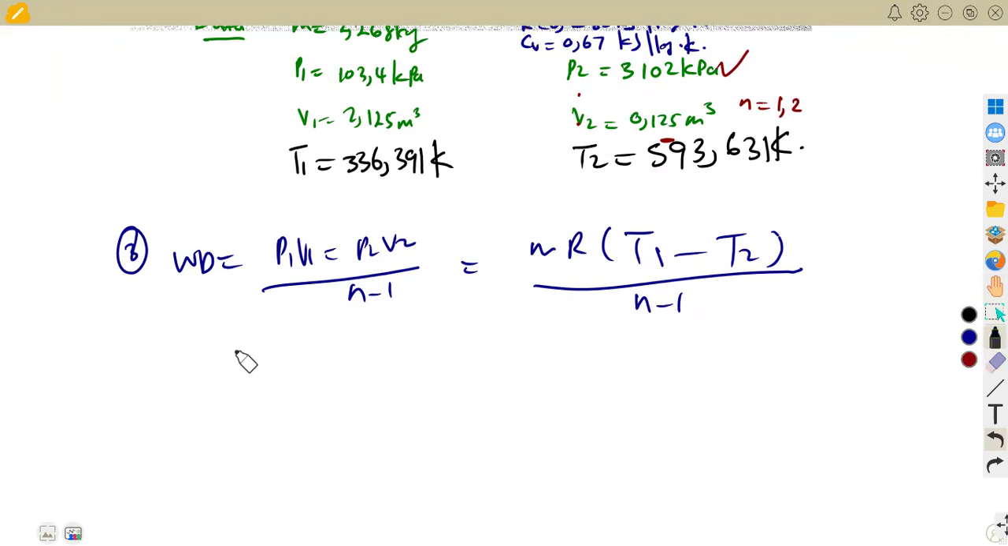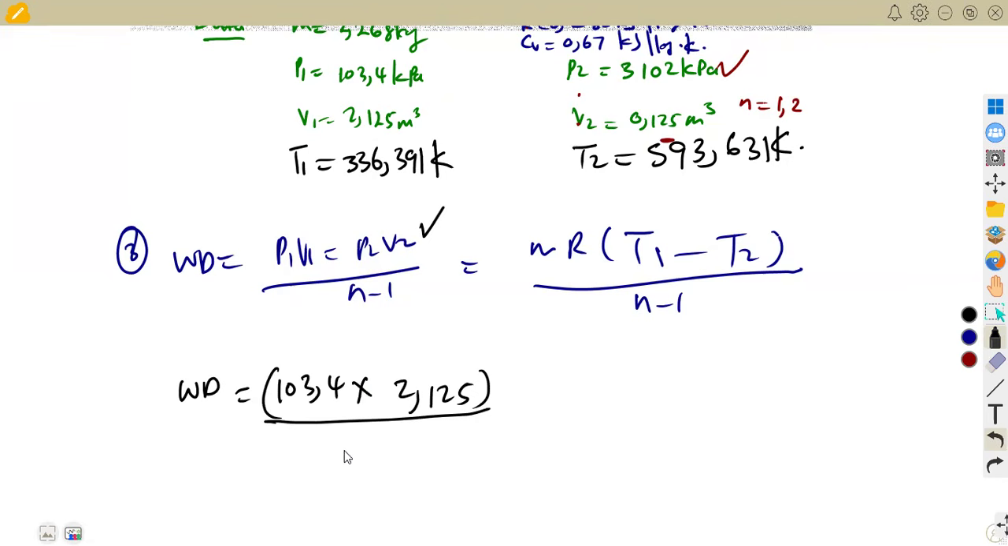So like I said, you're going to choose what you want. So I'm going to use this. P1, I have it, 103.4 times V1, 2.125. All right, everything over what? N minus 1.